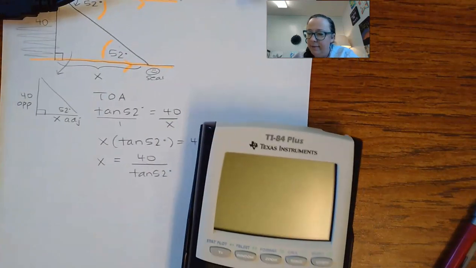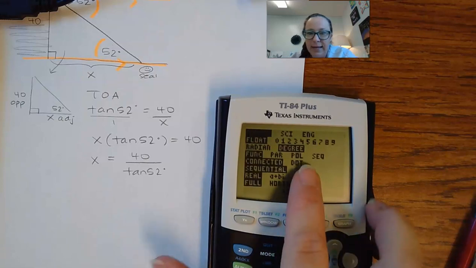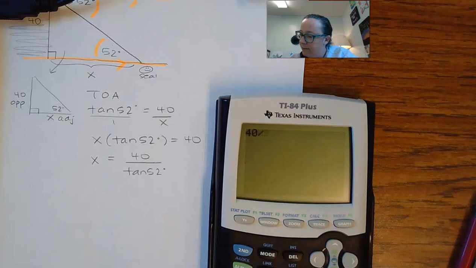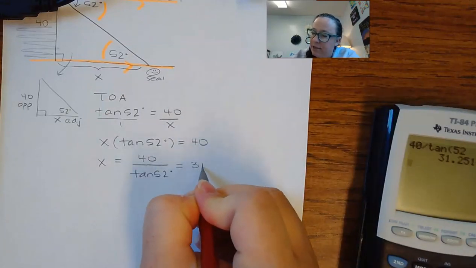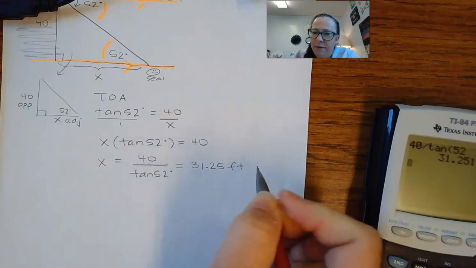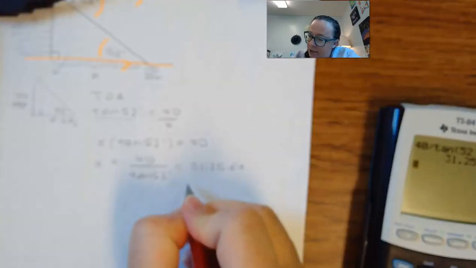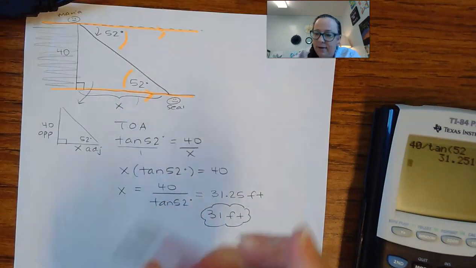I get my calculator. I've got to double check that it's in degree mode. I always want to check that. This one is. I hit mode and look at that. Now I type 40 over tangent of 52 and I have 31.25. So that distance from the seal to the cliff is 31.25 feet. And if I remember correctly, it's said to round to the nearest foot. Yeah. So to the nearest foot, that it's 31 feet. So this right here is 31 feet.